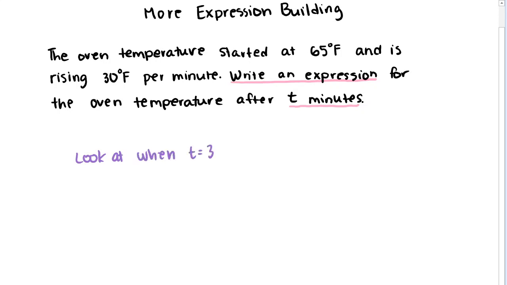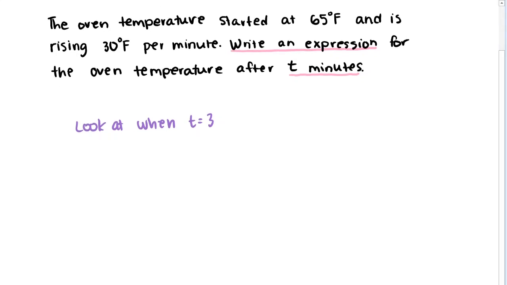When t is equal to 3, I'm not saying that t is always going to be equal to 3, but let's follow this and see where it goes, and maybe we can use this to help us build an expression. So when t is equal to 3, how does the story work? The temperature starts at 65 degrees Fahrenheit, and rises by 30 degrees Fahrenheit per minute. If 3 minutes have passed, we can expect a 30 degree increase 3 times, right?